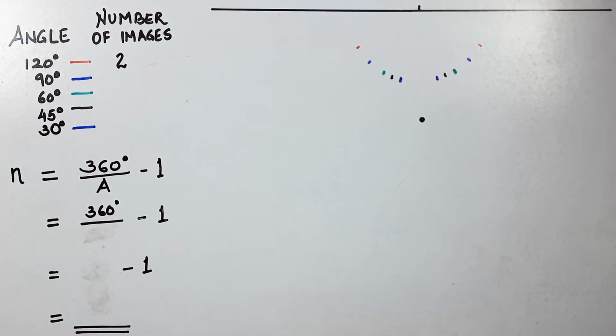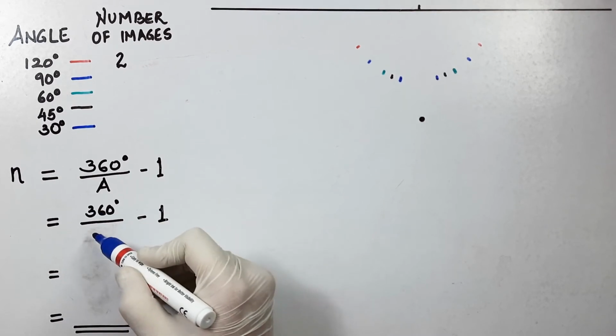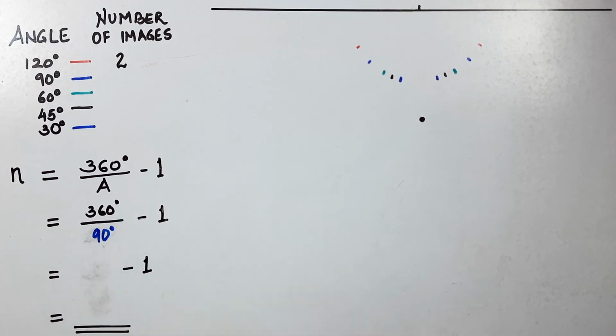Let's look at the next one now. I am going to arrange the mirrors at 90 degrees now, and we will check how many images it forms. First, let us do the calculation. So here the angle will change to 90 degrees, right? 90 goes into 360 4 times. So I have a 4 here, 4 minus 1. We should observe 3 images.